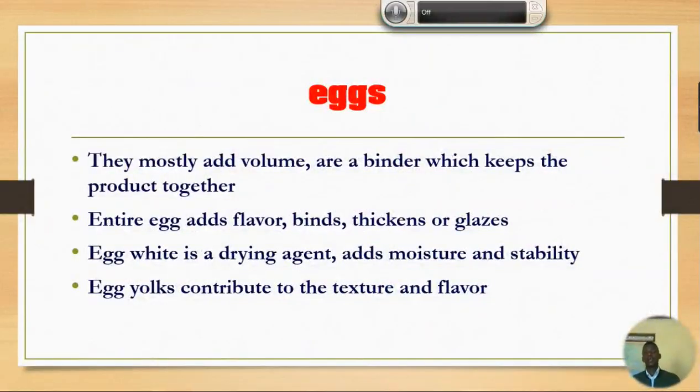The eggs are mostly adding volume to our bake. They bind the product together. If you use a whole egg, it will be adding flavor, binding, thickening, or glazing. Egg white only is a drying agent. It adds moisture and stability to our cake. If you use egg yolks, those are contributing to the texture and the nice flavor they have.